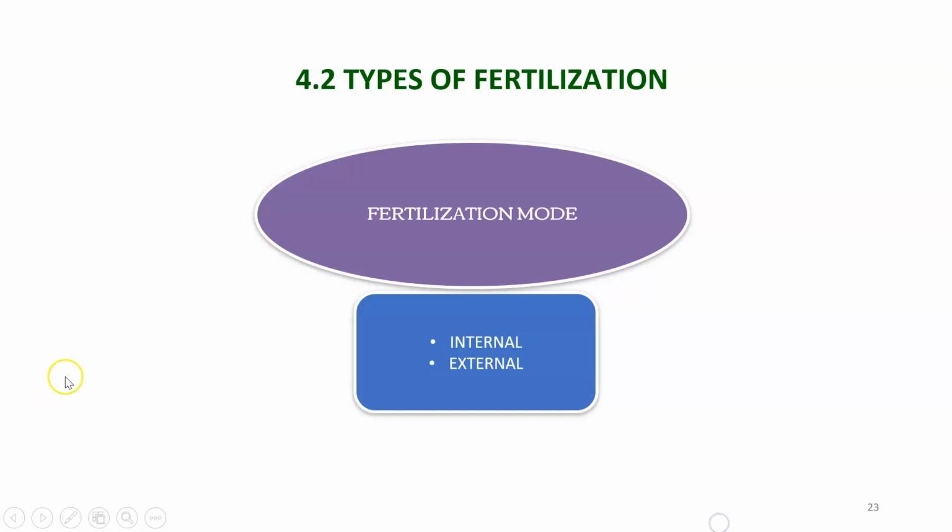Okay, so now we are going to look at types of fertilization. For fertilization mode, there are two types: internal fertilization and external fertilization. This is how the sperm fertilizes the eggs. Is it outside of the body? If fertilization occurs outside of the body, it is external. If fertilization occurs inside of the female body, then it is internal fertilization.